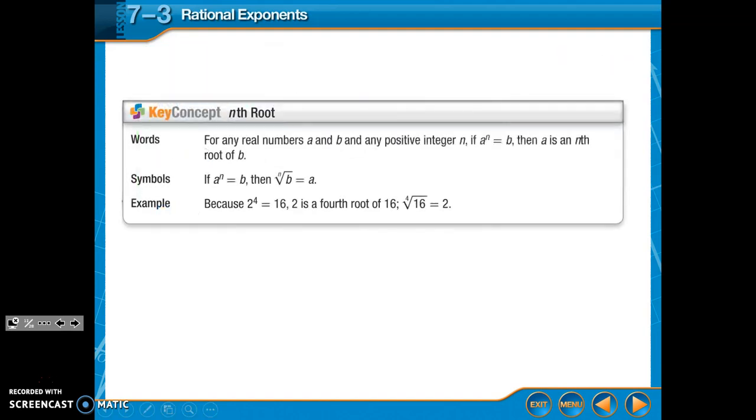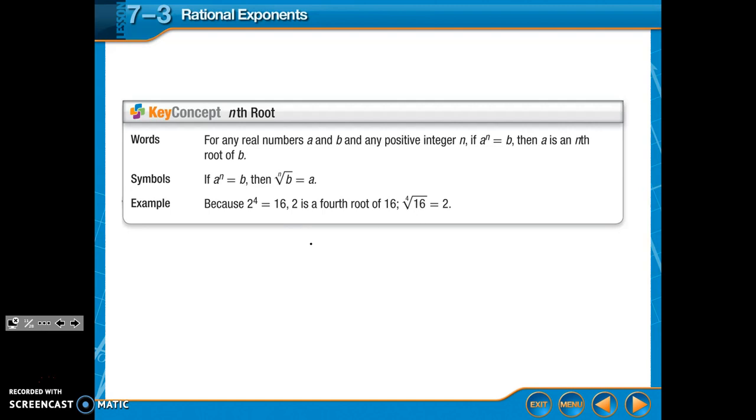Next thing we want to look at is the nth root. For any real numbers a and b and any positive integer n, if a to the n equals b, then a is an nth root of b. Basically, if I know that a to the n equals b, then I know that the nth root of b is going to give me a. So if 2 to the 4th equals 16, the 4th root of 16 will give me 2. It's like going backwards. If I want to get from 16 to 2, I take the 4th root.